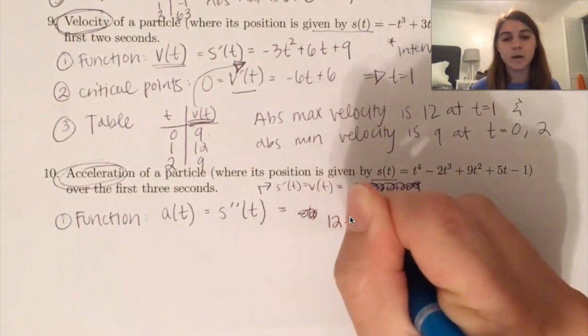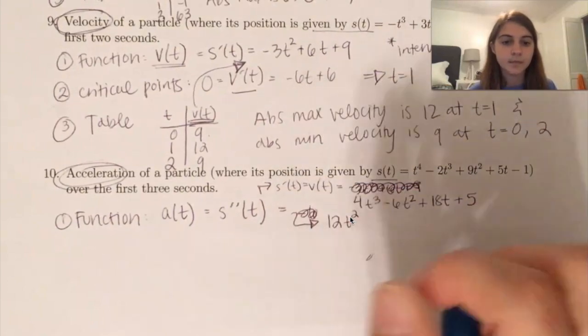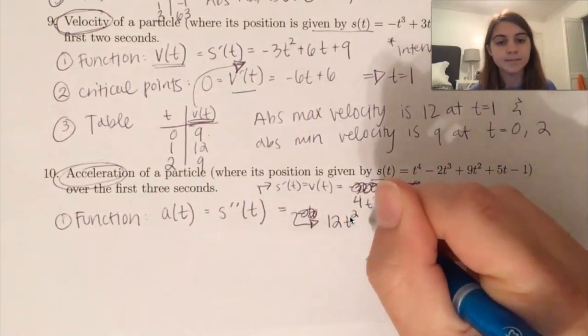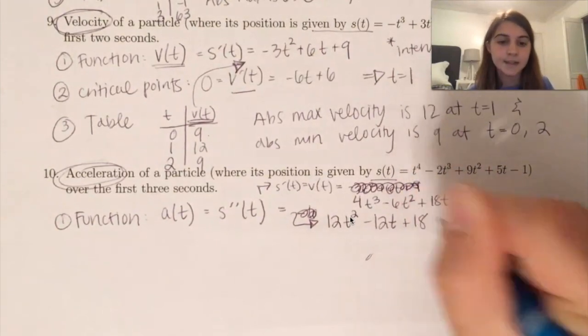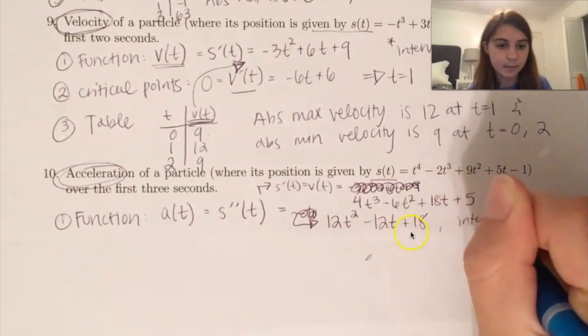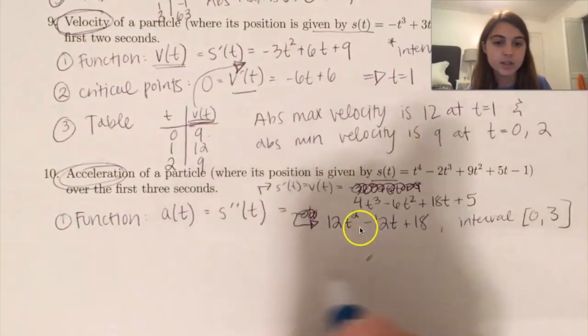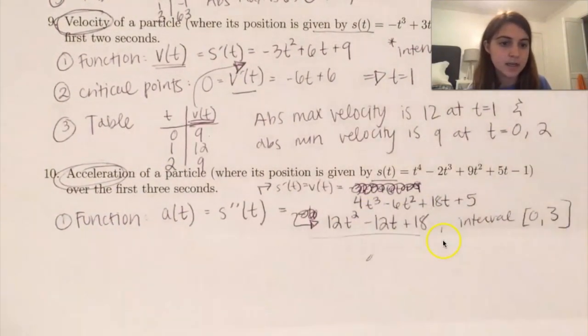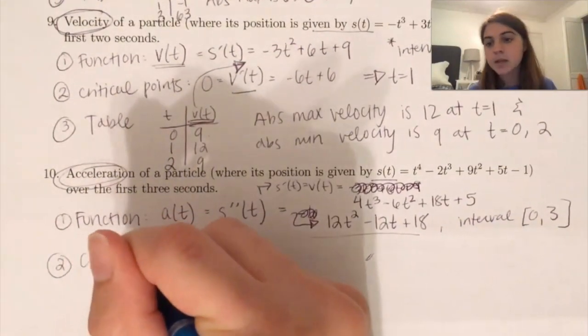So we get 12t squared minus 12t plus 18. And so this is the function we've located. I realize that this is all very messy, but this is the acceleration function. And our interval is the first 3 seconds, so it's 0 to 3.